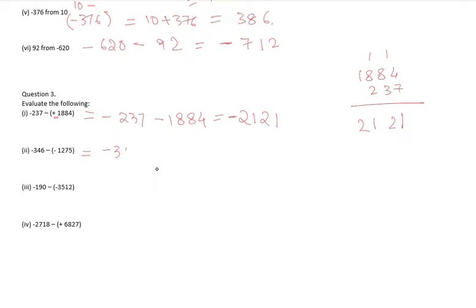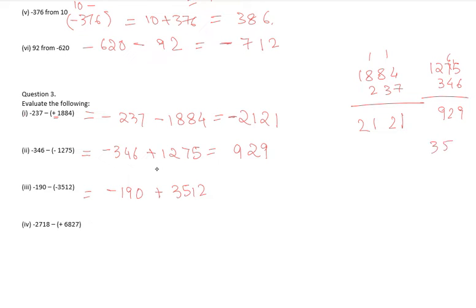Then we have minus 346, minus of minus, so that becomes plus 1275. Again different signs, so I have to subtract, so I am doing the subtraction here as rough work. 15 minus 6 is 9, this becomes 6, 6 minus 4 is 2, and this is 9. So this is 929.